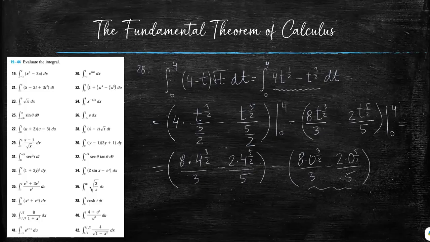This whole thing ends up being 0, so we just need to focus on evaluating this. Square root of 4 is 2, 2 cubed is 8, 8 times 8 is 64, so we have 64 over 3, minus square root of 4 is 2 to the power 5, 32. 32 times 2 is 64, minus 5. So we have 128 over 15, something like this.